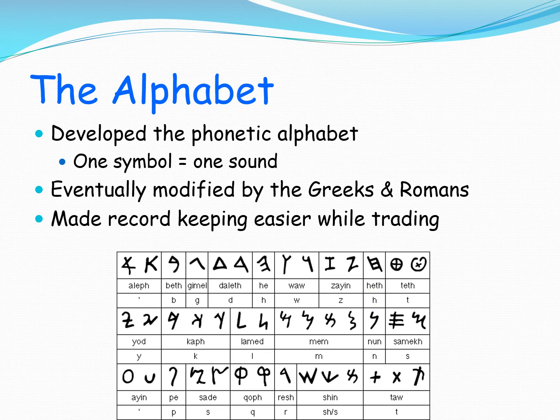And that was important for the Phoenicians because they sailed around the Mediterranean exploring, learning about new civilizations. Instead of making a new symbol for something that they saw for the first time, they took the symbols they already had to create a new word. Eventually, this alphabet would be modified by the Greeks and the Romans, and it's going to look a lot like our alphabet by the time the Romans get to it. So it made record keeping much easier while trading.